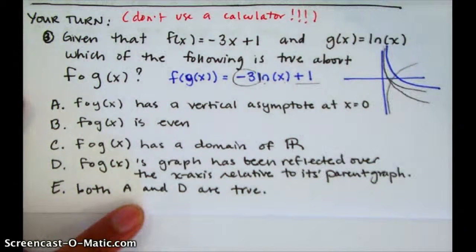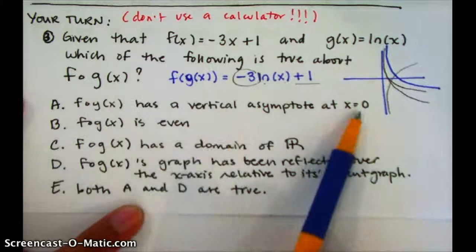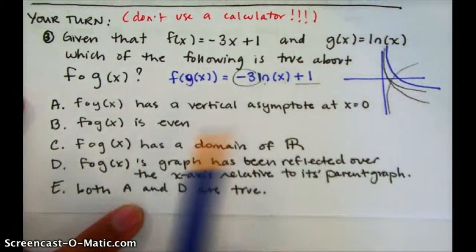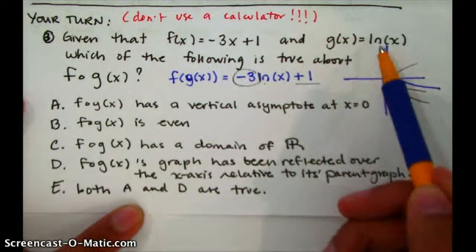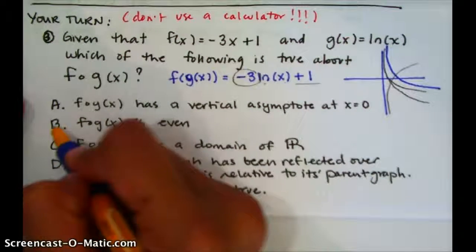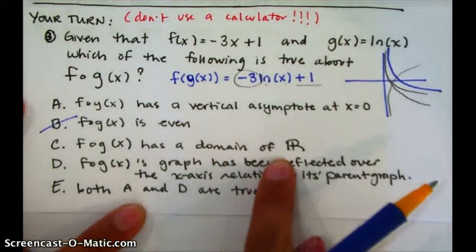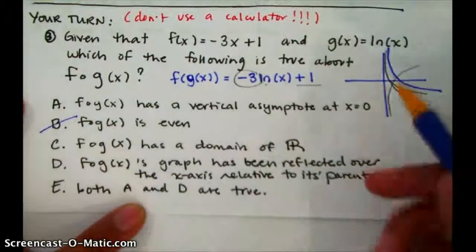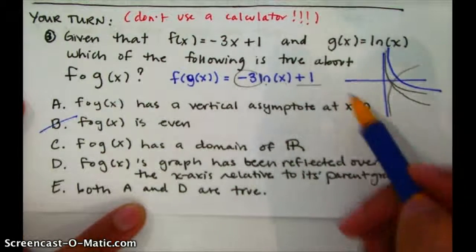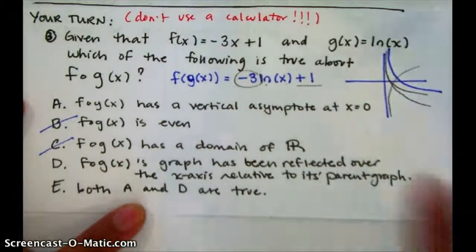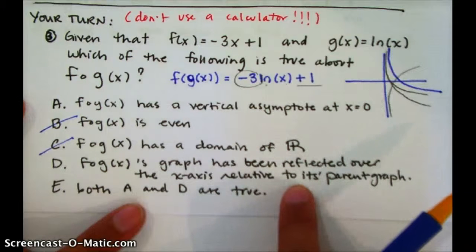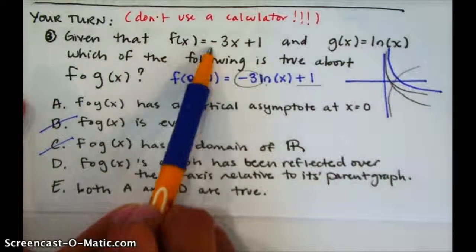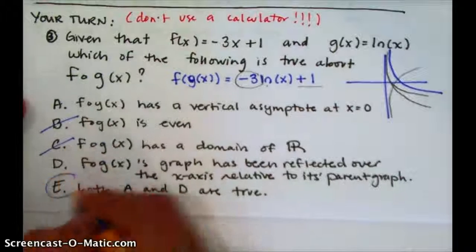Well, yeah, for sure. There's a vertical asymptote at x equals 0. That's true. Is this even? No, that blue line doesn't match anything. It doesn't have y-axis symmetry. Is the domain all real numbers? Nope, not at all. Negative numbers are not in the domain of this function. Has the graph been reflected over the x-axis relative to its parent? Yes, it has. That's what the negative does. So both A and D are true.